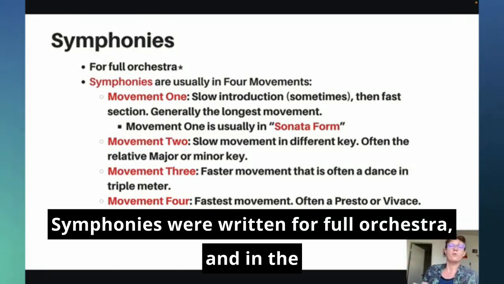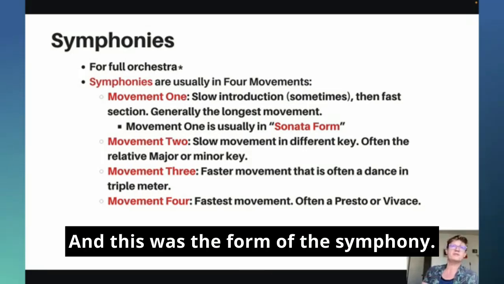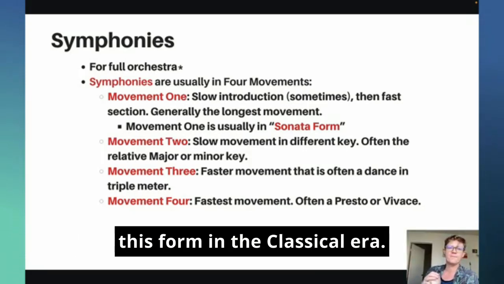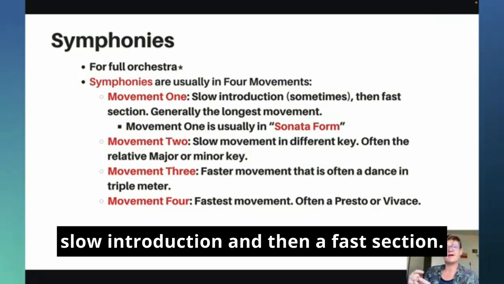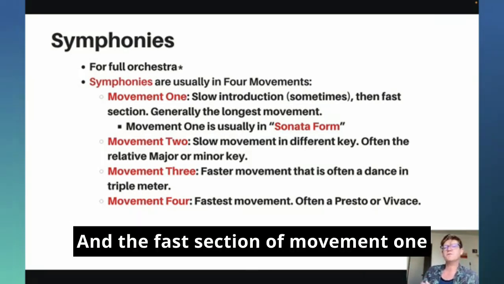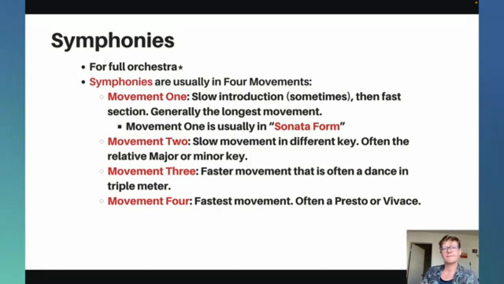Symphonies were written for full orchestra, and in the classical era, generally they were in four movements, and this was the form of the symphony, and most every composer adhered to this form in the classical era. So in movement one, there would be a slow introduction and then a fast section. And this is generally the longest movement. And the fast section of movement one was in what we call sonata form. We'll talk about that in a moment.